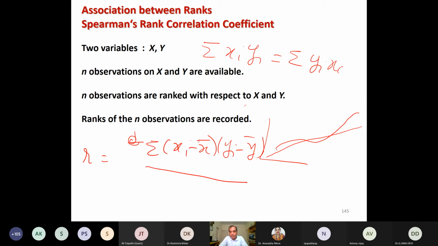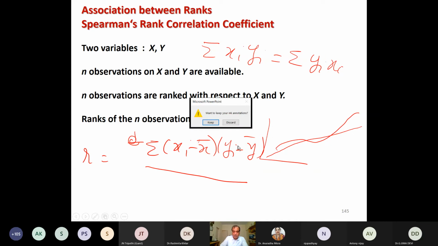Okay. So now we are going to quickly review the rank correlation coefficient. And as I said, this rank correlation coefficient is a very simple thing. This is the same correlation coefficient that you have discussed, but now here the X and Y's are the ranks of the observation.